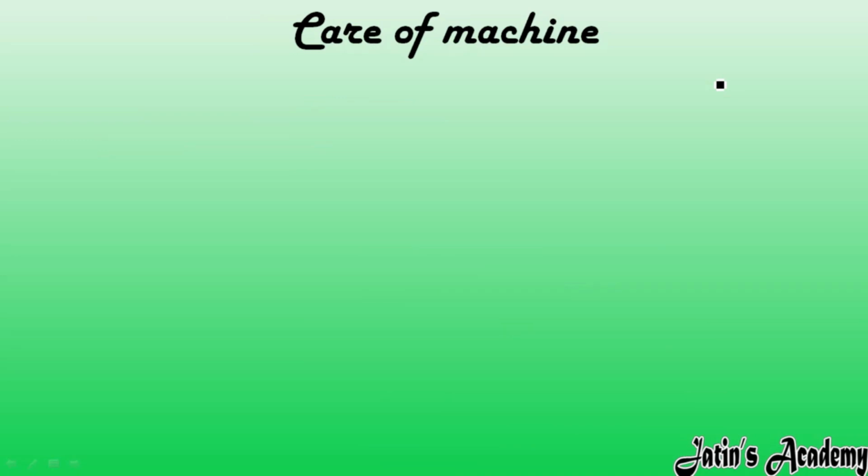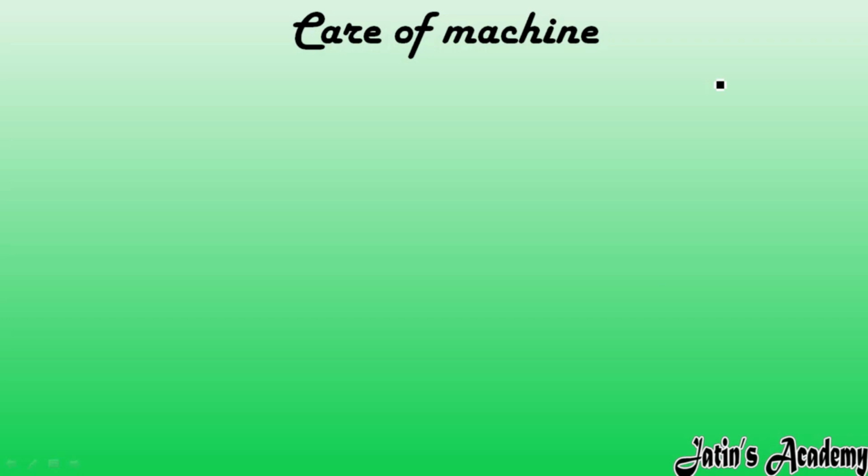Next, we have care of machines. Now we have studied the six kinds of simple machines which we use in our daily life. As we know, machines make our work easier and faster. Even with less effort, we can use them very comfortably. We can lift up heavy loads. We can use them very properly. But in order to use these machines, we should also take care of them.